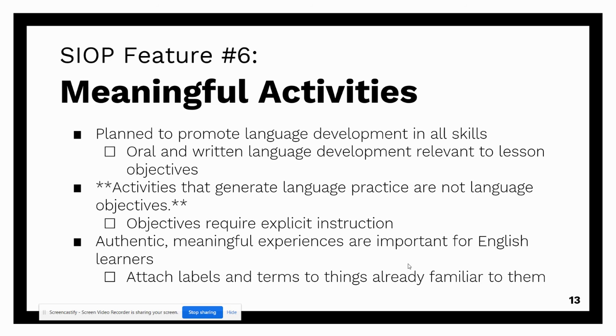We also want to make sure that the activities generate language practice, and that they're not just the language objectives. The objectives require explicit instruction, and so the language practice that we're doing shouldn't be the language objective. For that reason, authentic, meaningful experiences are important for English learners. So attaching labels and terms to things that are already familiar to them would be helpful and meaningful in their language development.